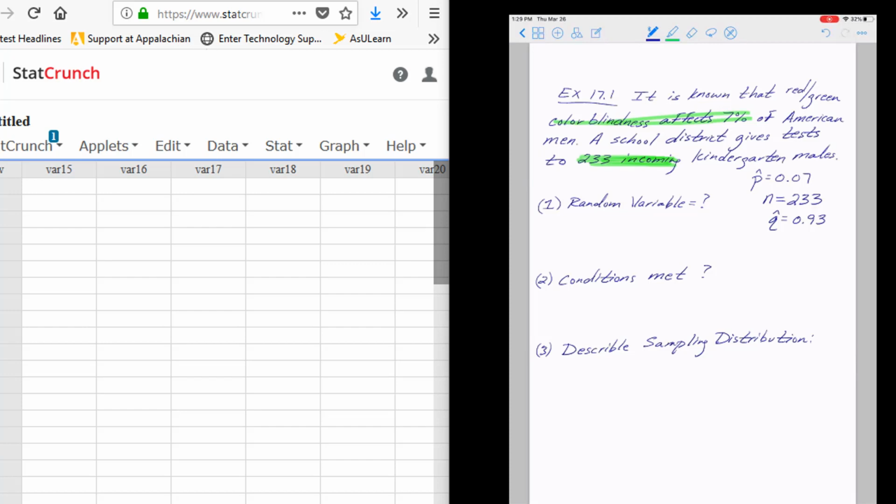Random variable. Well, the variable it looks like we're talking about is p-hat, right? So our random variable would be that p-hat is equal to the sample percent of male kindergartners who are colorblind.